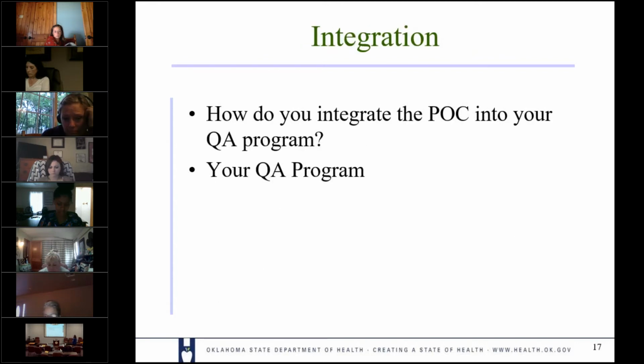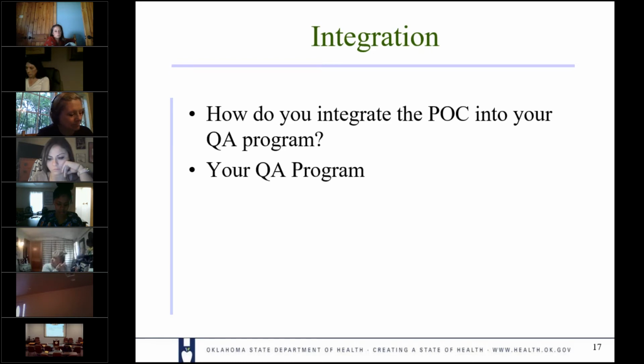How do you integrate the POC into your QA program, guys? Like, if I wanted to make it part of my quality assurance program, how do I do that? Performance improvement plan and continue to monitor. Yeah. You're going to do what's set forth in your POC, and how, as a QA team, are you going to monitor to make sure we stay in compliance with these afterward?